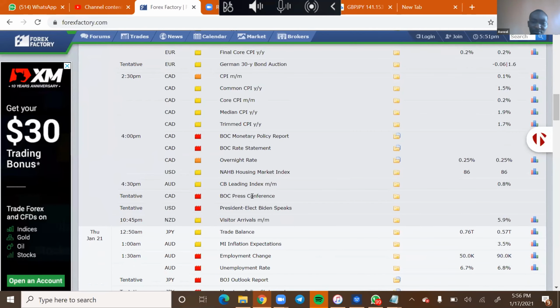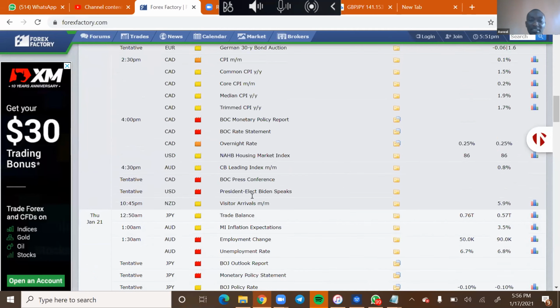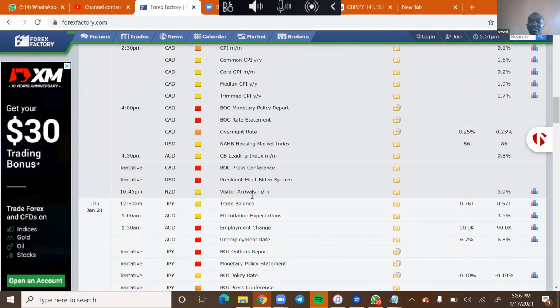Then USD also has a red folder. For Wednesday, which is January 20, the USD has President-elect Biden speaking. So Biden is going to be speaking on Wednesday, and whatever he says can affect their currency. Now you can see what I mean by fundamentals.